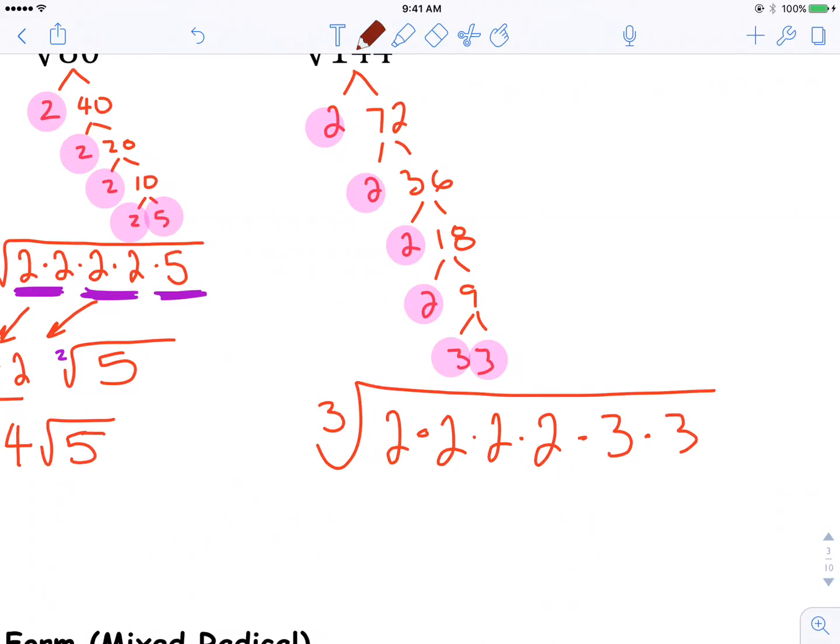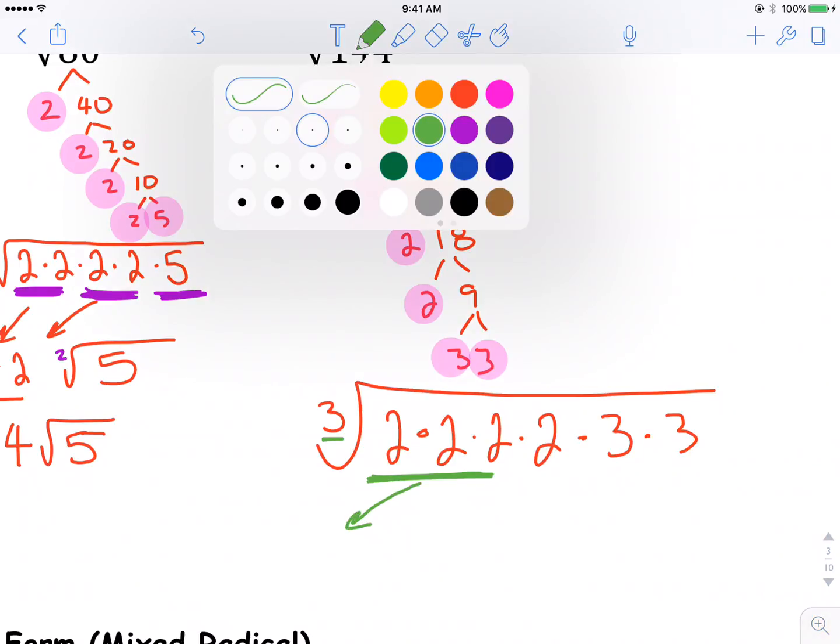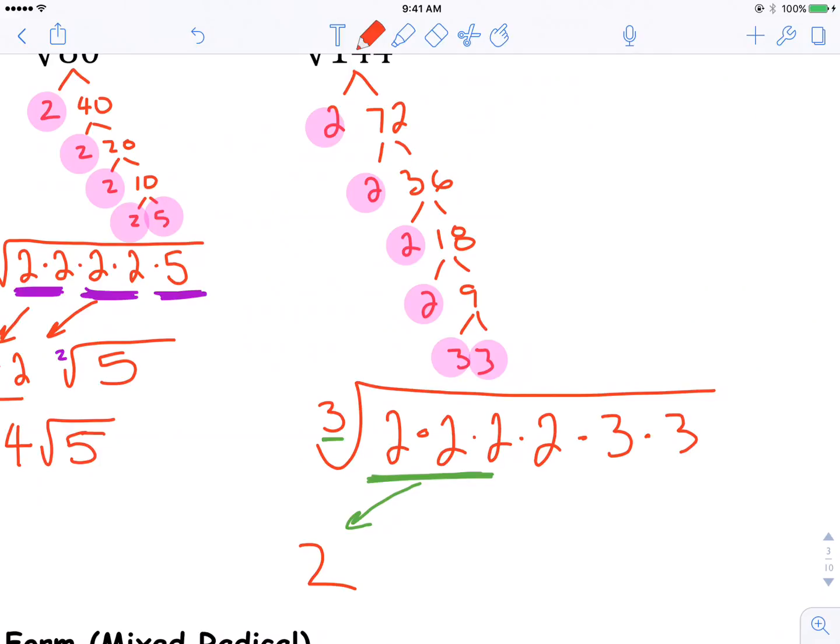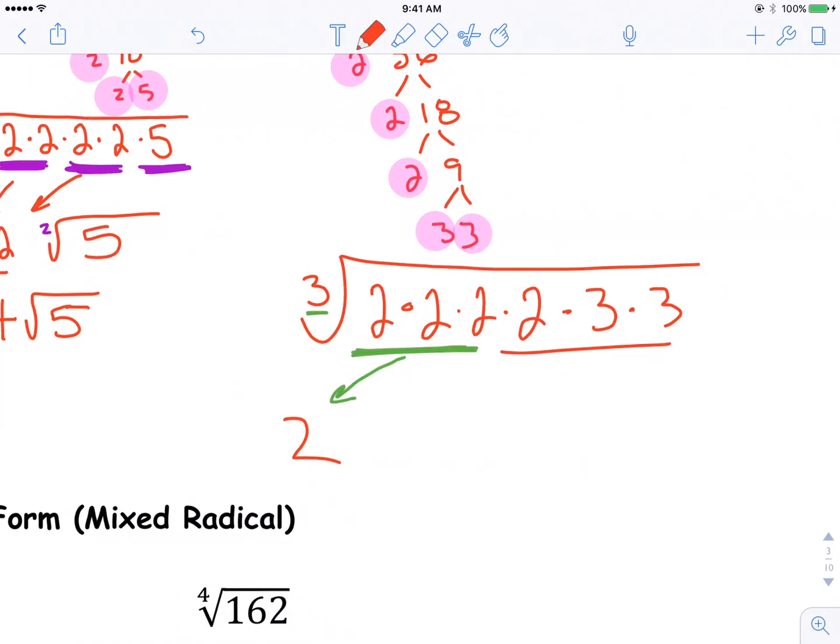And because I have the cube root this time, I look for groups of 3. Well, here's one group of 3. That's a 2. That comes out as a 2. And there's no other groups of 3. So I'm left with 2 times 3 times 3. This stays inside my radical sign. 2 times 3 times 3.